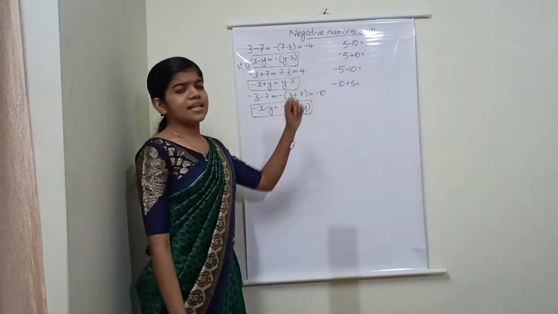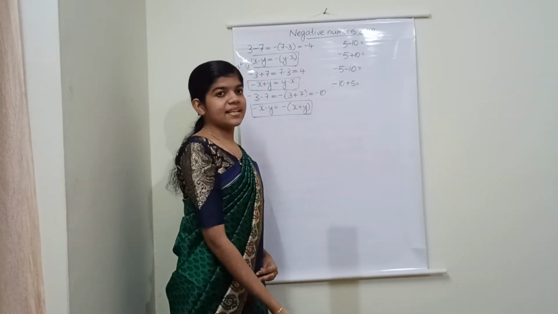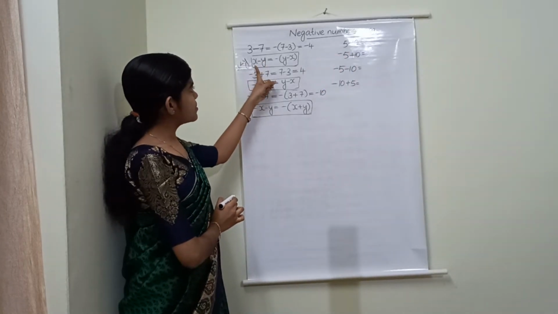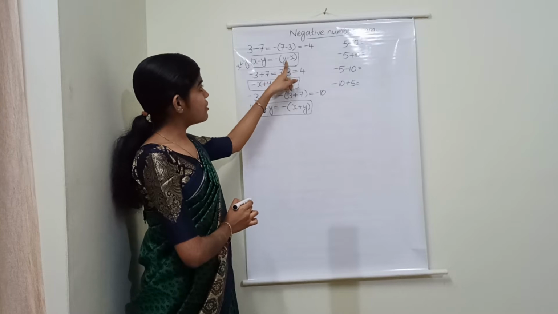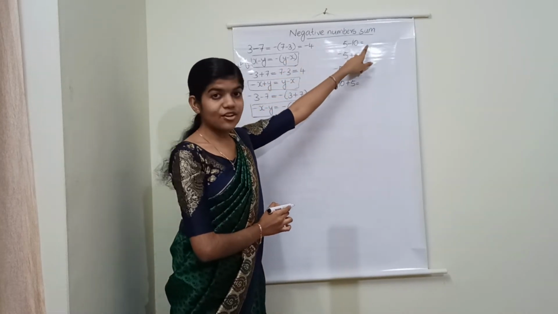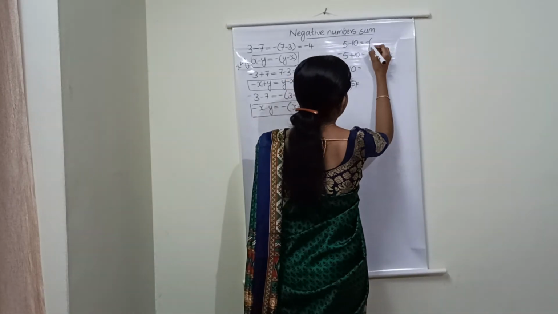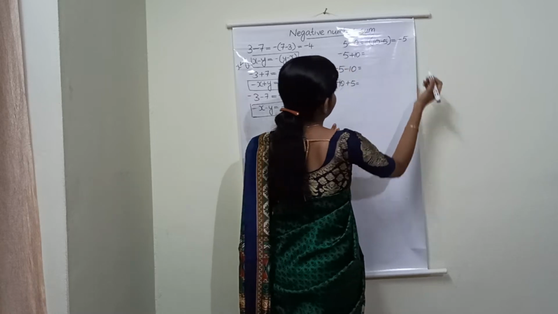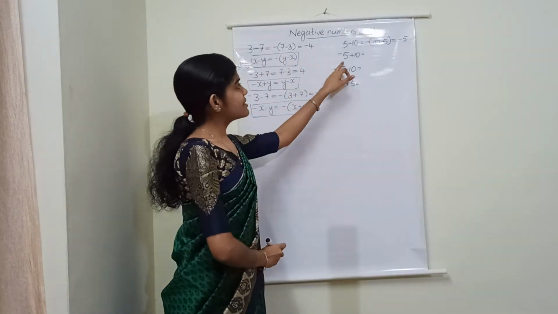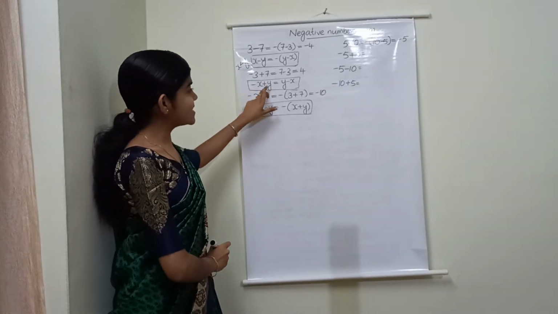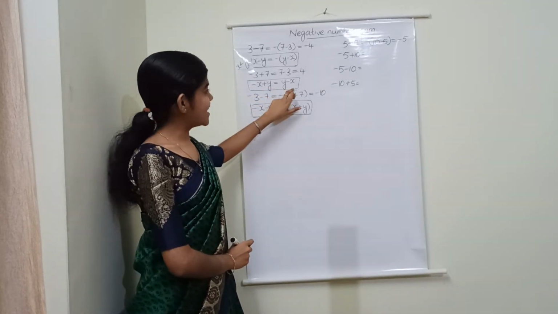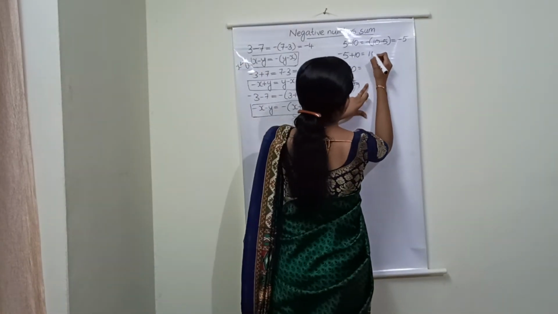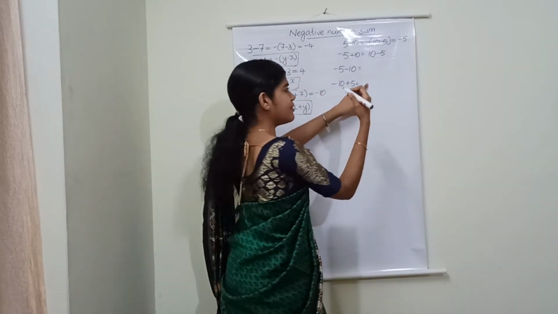Okay. First consider 5 minus 10. What is 5 minus 10? Subtracting the larger from the smaller. x minus y is minus of y minus x. Then here, minus of 10 minus 5, that is equal to minus 5. Okay. Next, minus 5 plus 10. Here minus x plus y is equal to y minus x. Then minus 5 plus 10 is equal to 10 minus 5, which is 5.